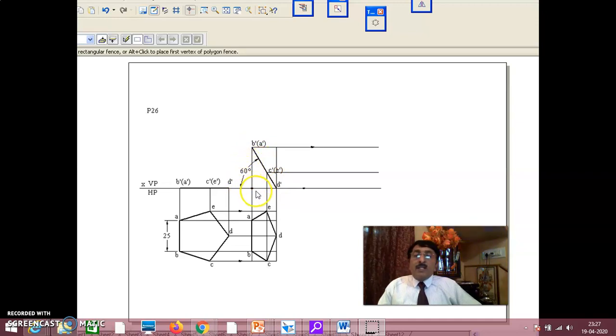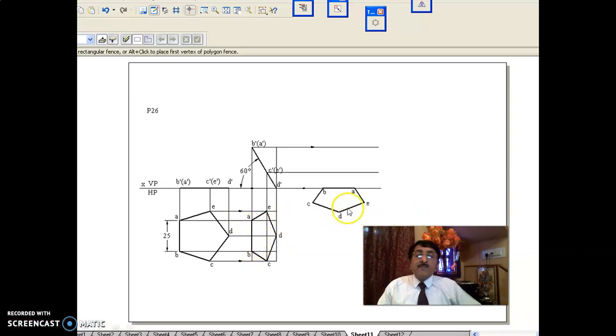What they have said is the edge opposite to the corner is lying in VP. Now the corner on HP is D, and the edge opposite to the corner is AB. That is lying in VP means put AB on the X line. So move, copy, paste and rotate in such a way that AB lies on the X line. Once you do this, take the projectors up. On this you should get AB, on this you should get CE, on this you should get D. In that way you get the projections.